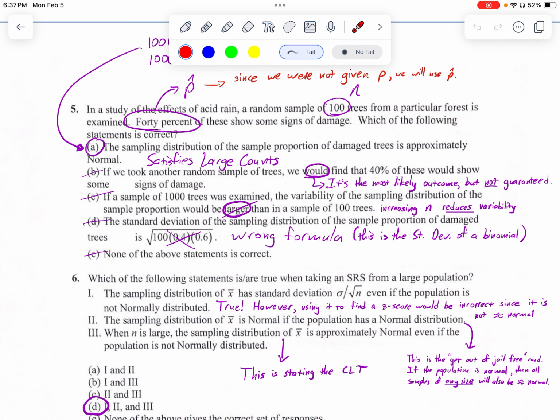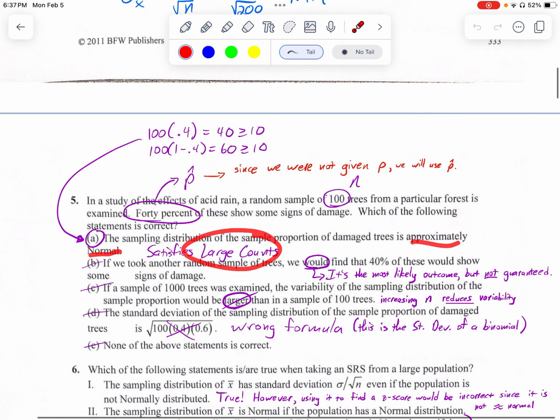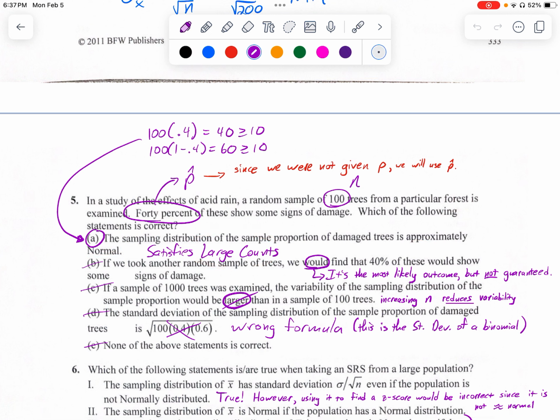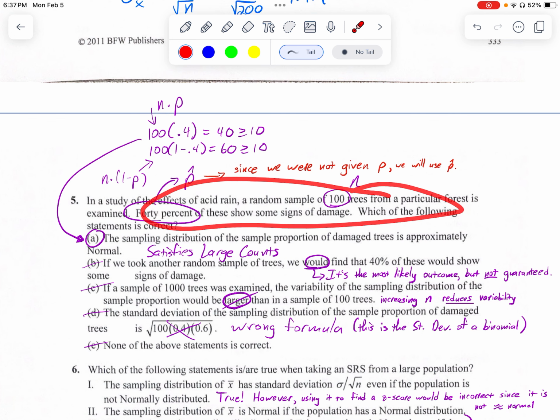The sample distribution of the sample proportion of damaged trees is approximately normal. So looking at your cheat sheet, large counts says if you do N times P, right? That's this top one. And the bottom one is N times 1 minus P. If you do both of those, you should have at least 10 successes and 10 failures. The only thing that's a little bit sneakier, trickier, maybe might confuse you is it's P here, but they never told us P here, right?